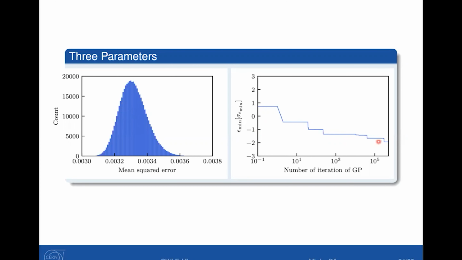Then we will need more than 10 to the 5 iterations really to get even better. So one can argue the small gain here that there is by adding 2 orders of iterations is probably not worth it.